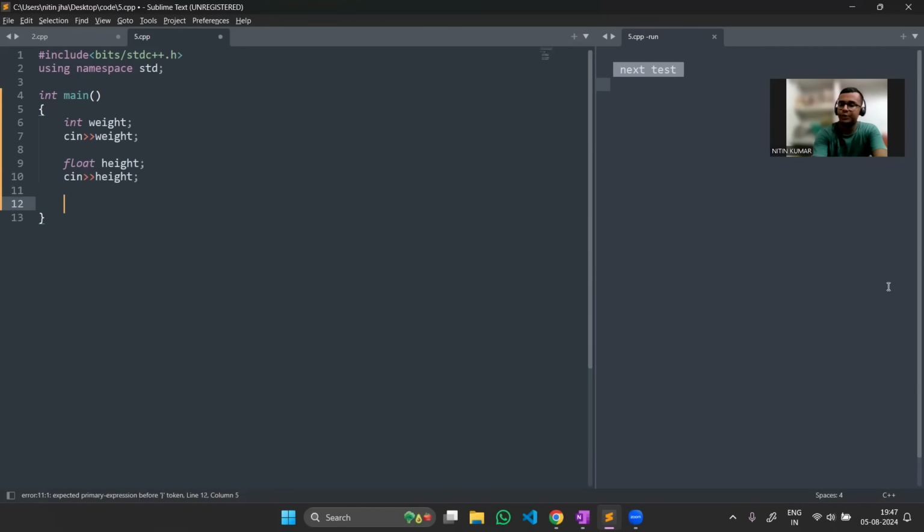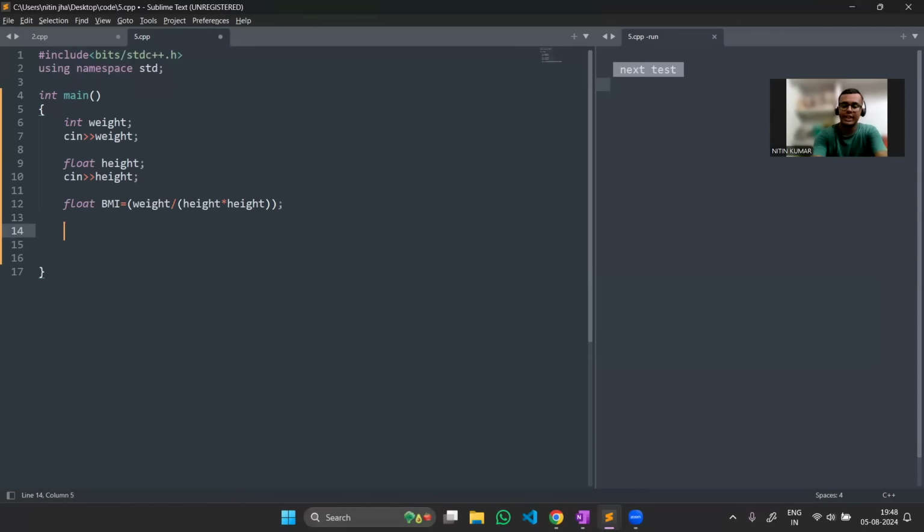After taking both of them as input, let's create a float BMI, and in that, let's write the formula to calculate the BMI. The formula would be nothing but weight divided by height multiplied by height, just height square. The same thing would be written as code like this. So now the resultant BMI would be available in the BMI variable that we have created here.